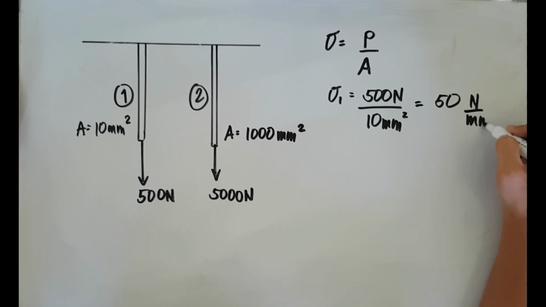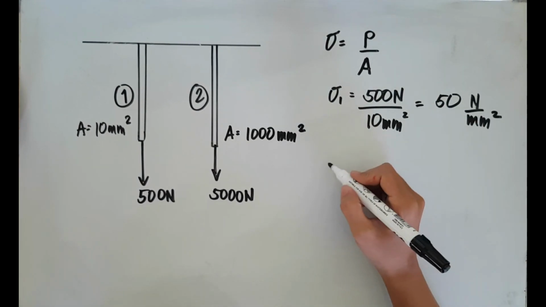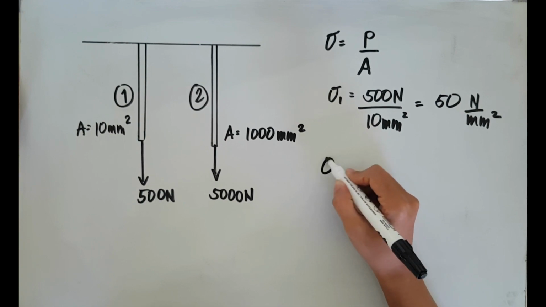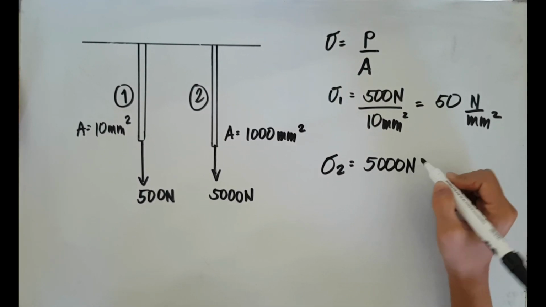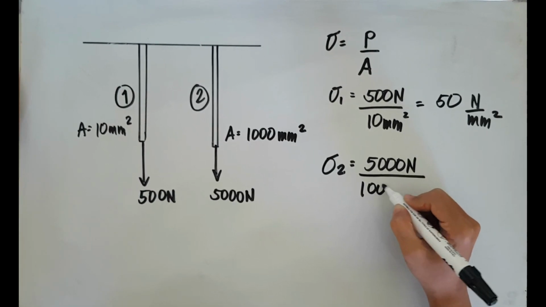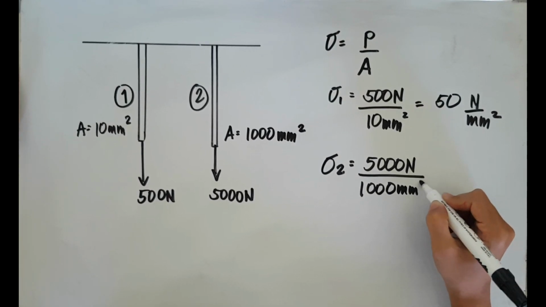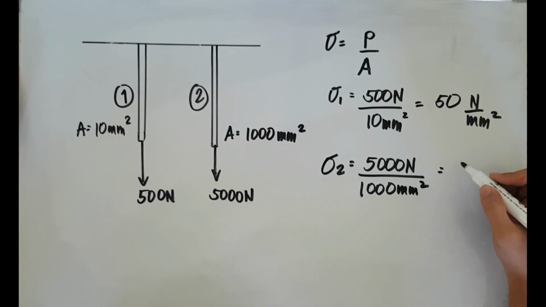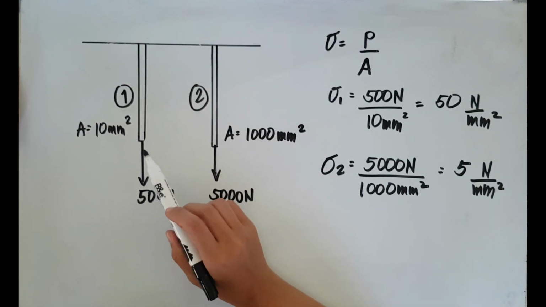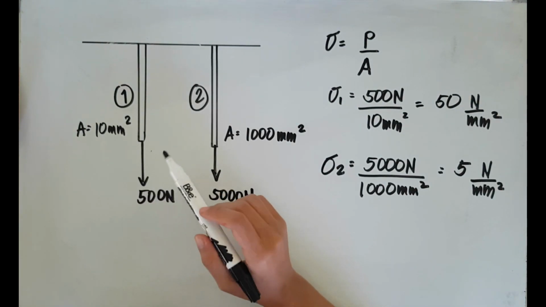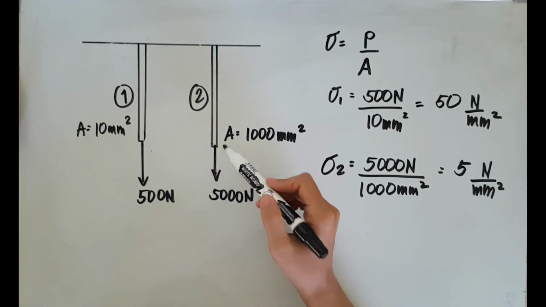While for bar 2, it has a unit strength of 5000 Newton divided by 1000 square millimeter, which is equal now to 5 Newton per square millimeter. Thus, it shows here that the material of bar 1 is 10 times as strong as the material of bar 2.